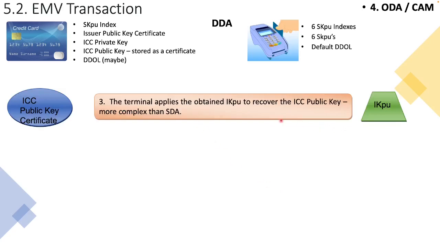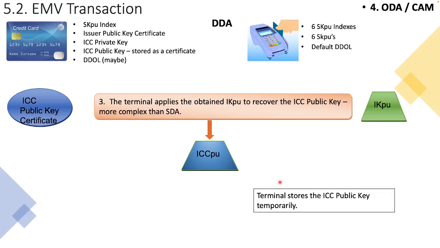The terminal takes the issuer public key and applies it to recover the ICC public key, which is now getting more complex than SDA. So we're taking the ICC public key, stored as a certificate, and we use the issuer public key, and what that gives us is the ICC public key. Remember, we've got the ICC private key stored there, but we've got the ICC public key stored as a certificate. So by resolving it using the issuer public key, we derive the ICC public key. The terminal stores the ICC public key temporarily.